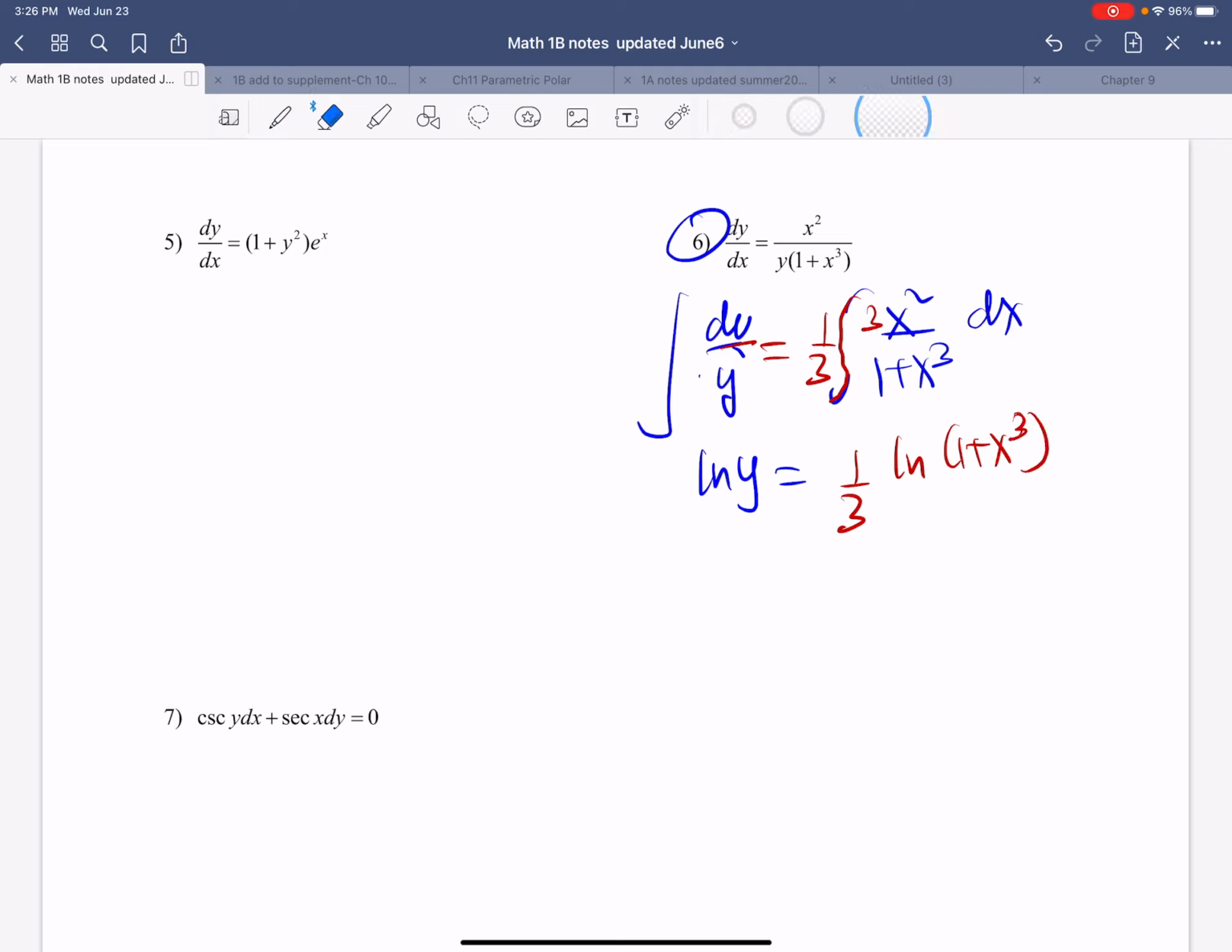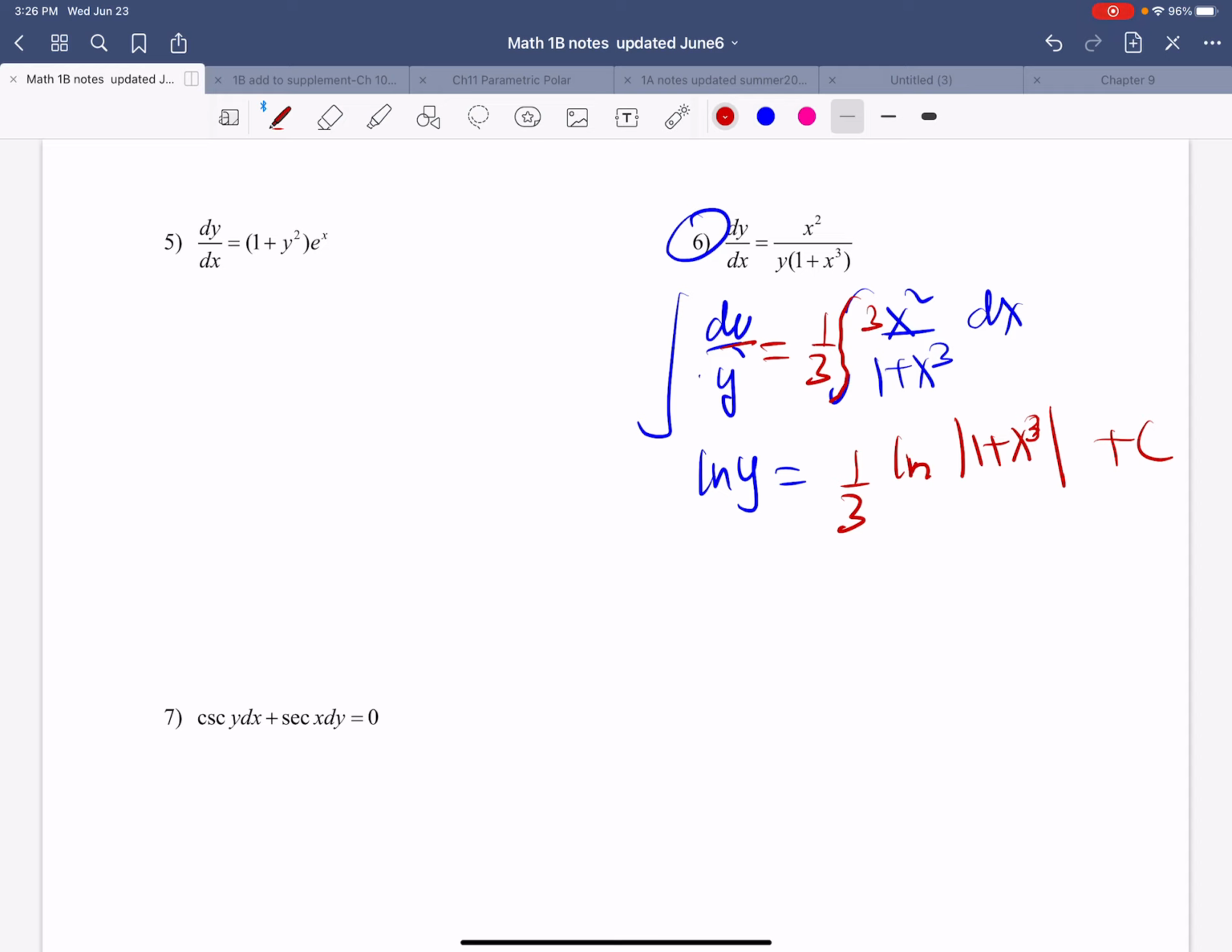And I do need the absolute value bars here because I have 1 plus x to the third, which can be negative, plus a c. So natural log of y is equal to 1/3 natural log of 1 plus x to the third plus a c. We can multiply everything with a 3 here if we want.